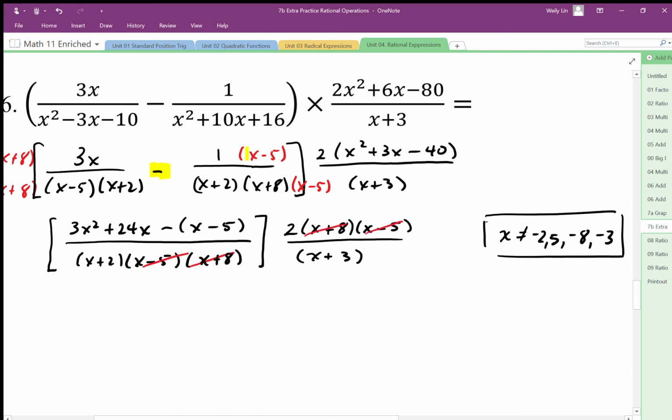save some steps. I still need to combine like terms in the numerator over here, so 3x squared plus 23x plus 5. Okay, so this is not factorable. There are no numbers that multiply to 15 and add to 23. So I'm going to have to keep that as a factor. Okay, that's all now one piece.